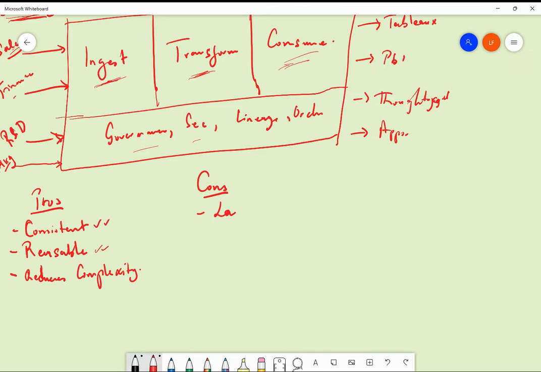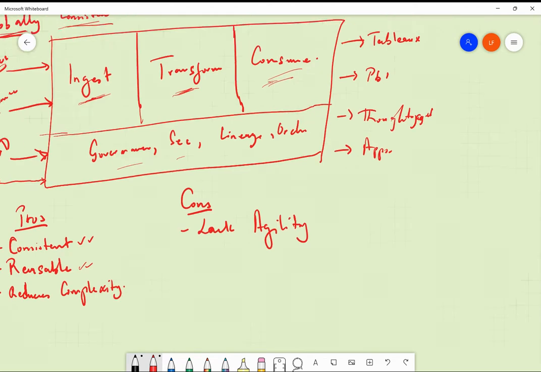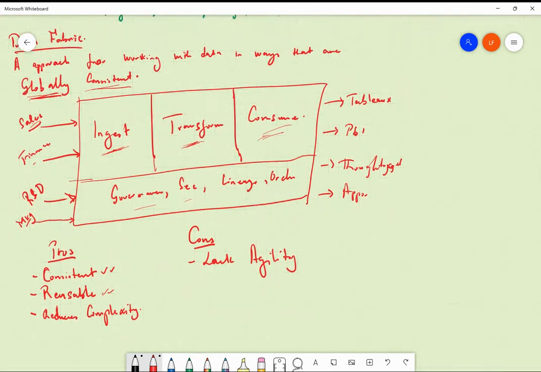Number one is just lack of agility, right? And this is a big problem. This is the biggest problem that is a challenge with data fabric, right? Lack of agility. If everybody has to use one ETL tool and everybody has to transform data in one way and everybody has to consume data in one way, sure, that sounds like a very good idea, but it's not very innovative, right?